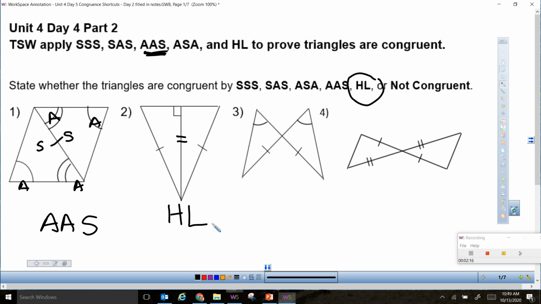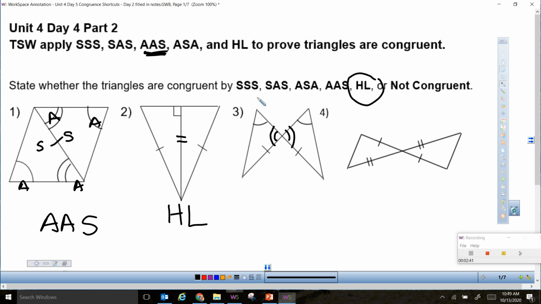Next one, number three. First thing you need to mark is any shared side as being congruent, or if you have vertical angles. In here, we do have vertical angles right here in the middle of the diagram. So they've already done one arc mark. For your vertical angles, you need two arc marks. So vertical angles are congruent.